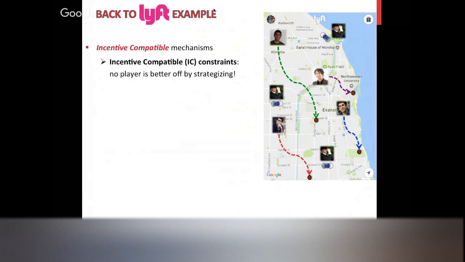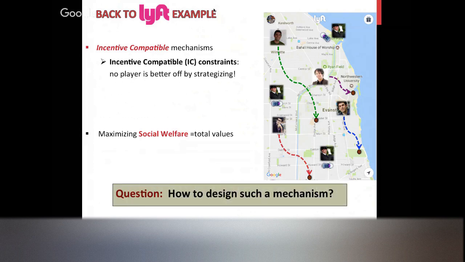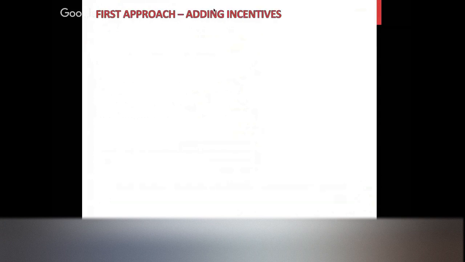Okay? So we are looking at incentive compatible mechanisms, which is the case that no player is better off by deviating. So you assign the outcome and payments in a way that it doesn't make sense for any player to deviate. And now we try to maximize the social welfare, which is the total generated value. Now the question is how to design such mechanisms, okay?